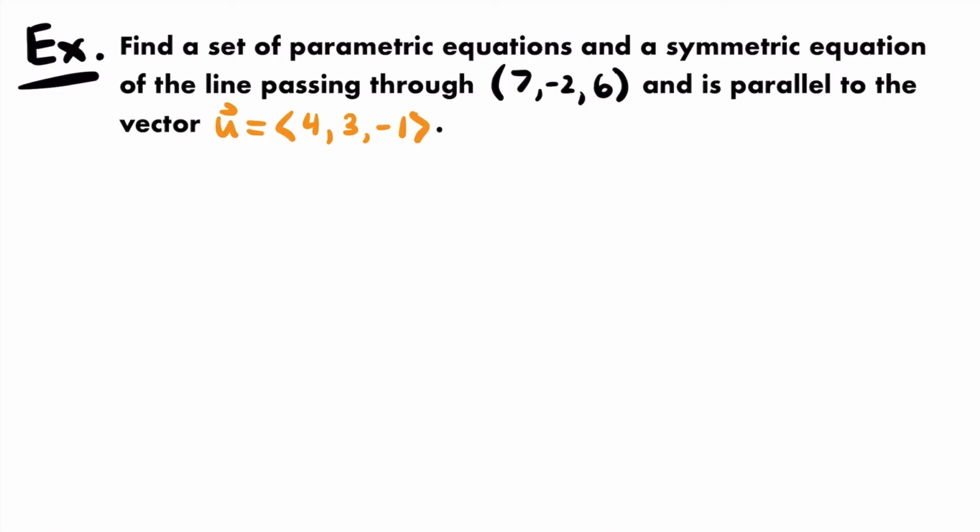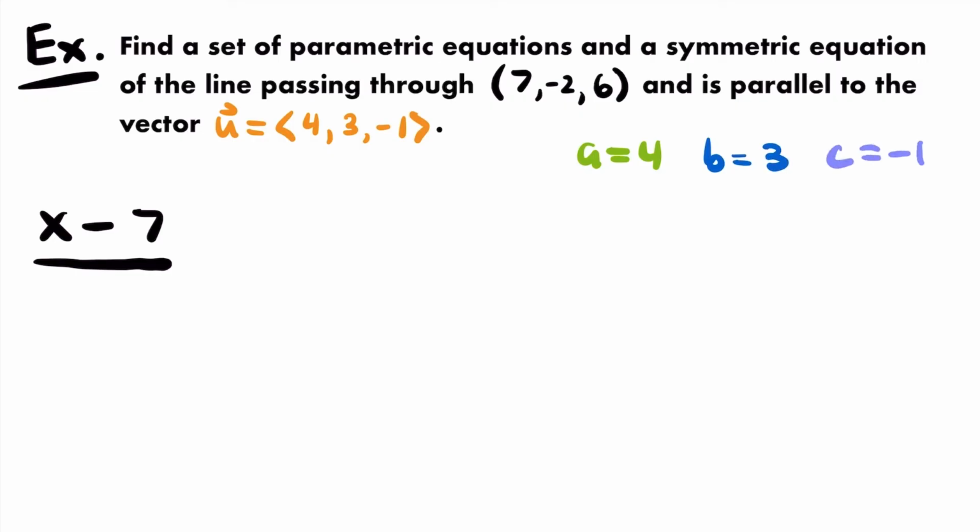And so we'll start with the first part of the symmetric equation. We'll have x minus x1, which is the x coordinate of our point, which is 7. So we have x minus 7 divided by a direction number a, or the x component of our vector. In fact, let's write down our direction numbers. I forgot to do that first. You should always write those down so that you're less likely to make a mistake later on. We know that a is equal to 4, b is equal to 3, and c is equal to -1. Those are the direction numbers from our direction vector. The x component is a, the y component is b, and the z component is c.